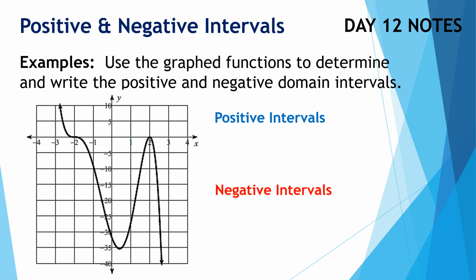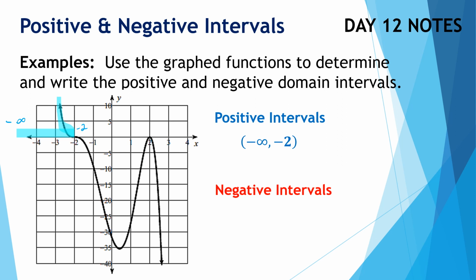Here we go. Positive intervals. I only see one section of this graph. You guys see that? Yep. So it's only this little bitty section over here, but that is going from -infinity to x equaling -2 for my positive interval. So -infinity to -2.